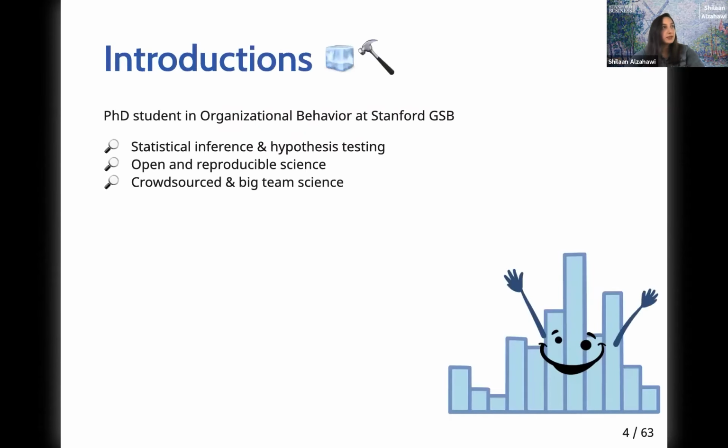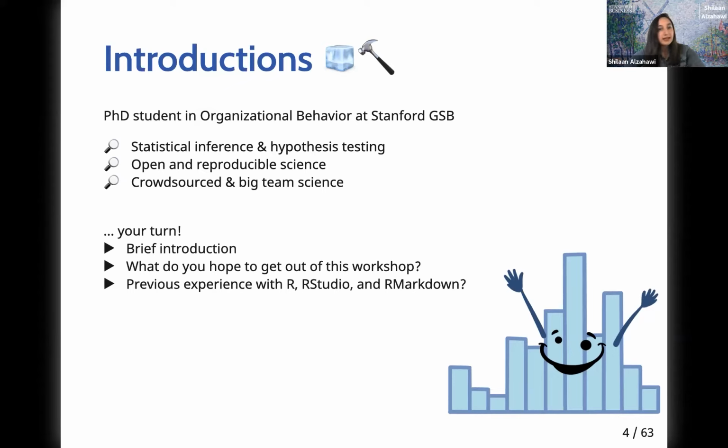In terms of the introductions, I already briefly introduced myself. I'm a PhD student in OB at Stanford GSB, and I'm really interested in statistical inference and hypothesis testing, and in the adoption and promotion of tools that relate to open and reproducible science. Lately, I've gotten really into crowdsourced and big team science. So replicating things in many labs, or having hundreds of teams of researchers run the exact same question on the exact same data set to take a look at how variable the results are based on degrees of freedom.